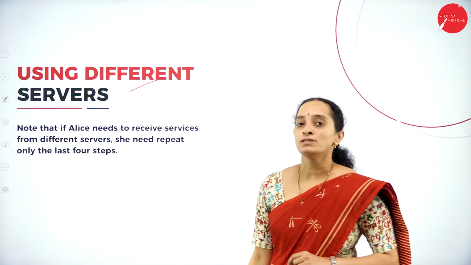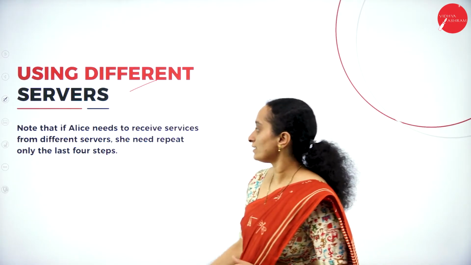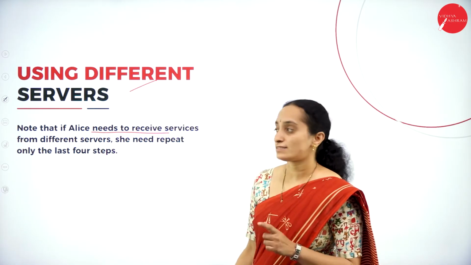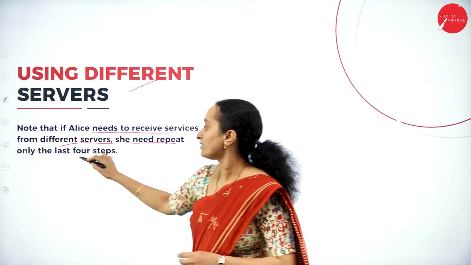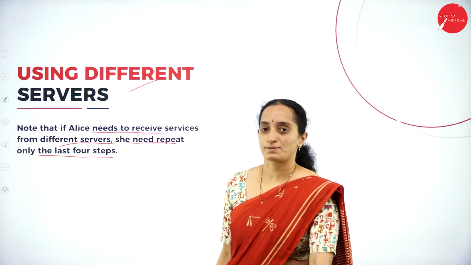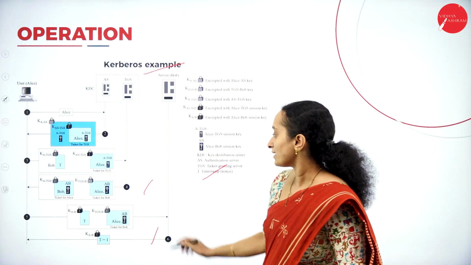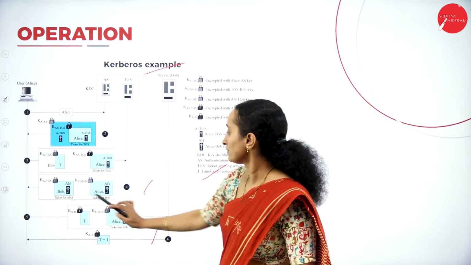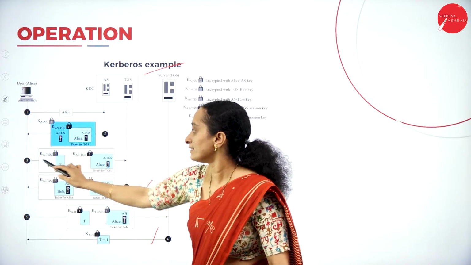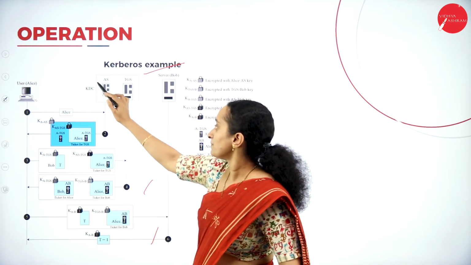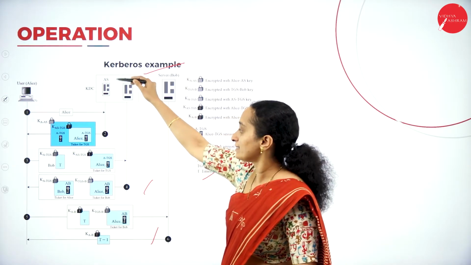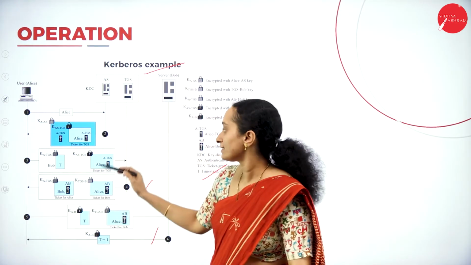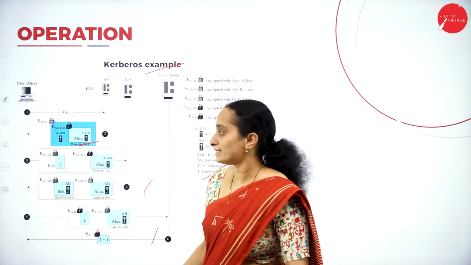So you can use different servers for this. If Alice needs to receive services from different servers, she needs to repeat only the last 4 steps in the operation, this and this. Because the establishment of identity is already stored in the KDC, Alice sends the request and gets the ticket for the TGS.